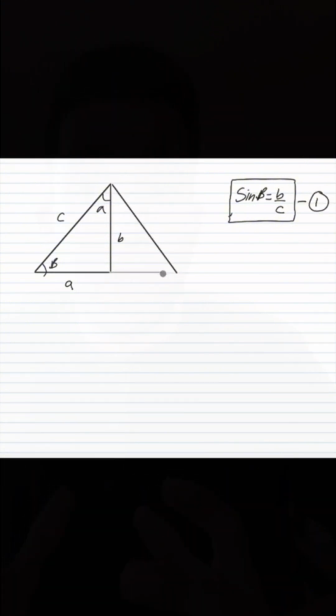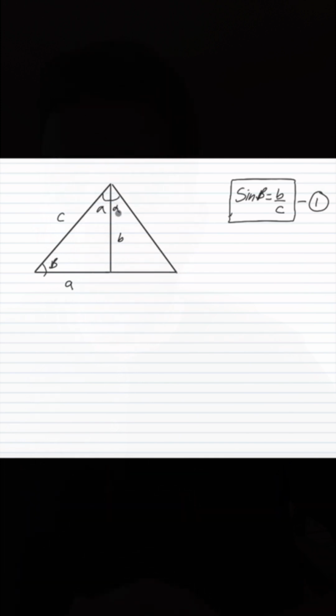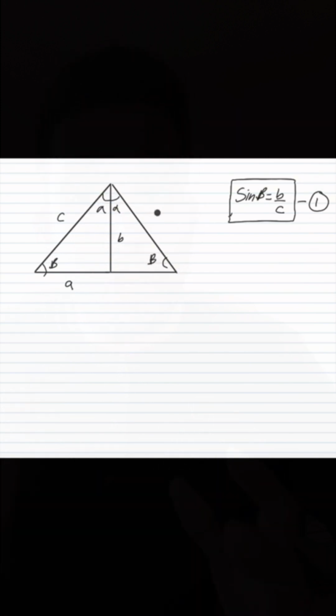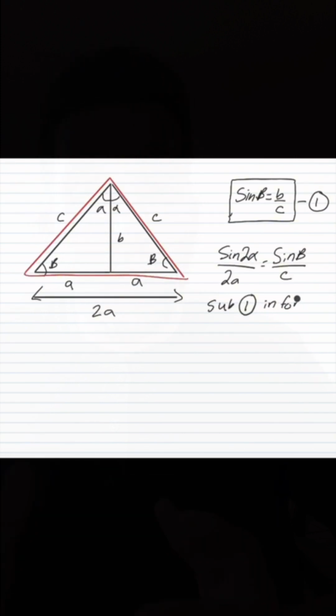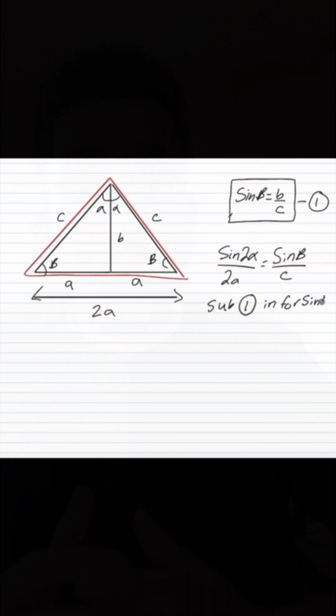From this, you can see that sine of beta is equal to b over c. We're going to label this as equation 1. Now, we're going to turn this right triangle into an isosceles triangle by reflecting it. Looking at this larger triangle, we can use the sine law. Sine of 2 alpha over 2a is equal to sine of beta over c.